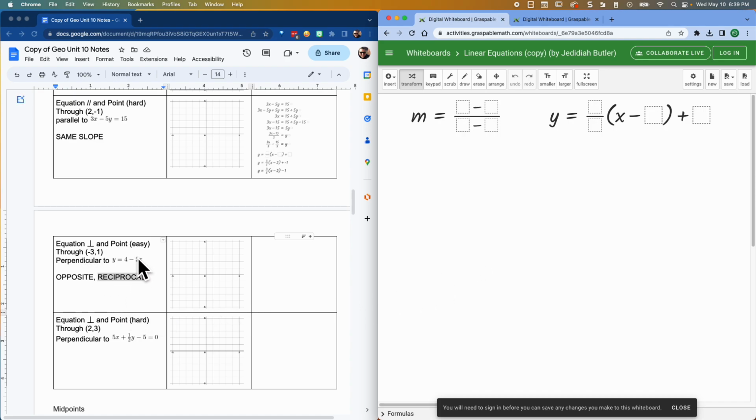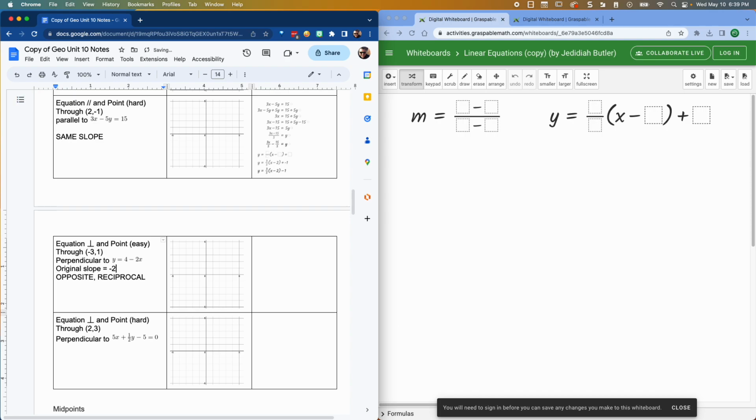So the easy version, y is already by itself. We look at the coefficient of x, or the number multiplied by x. So slope is -2. So the original slope is -2. Opposite reciprocal slope is equal to positive 1/2. So my new slope for the perpendicular is positive 1/2.